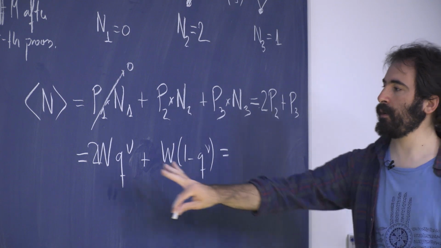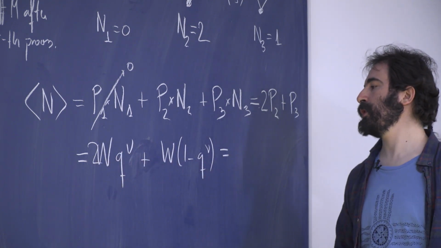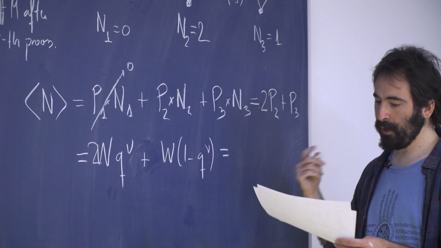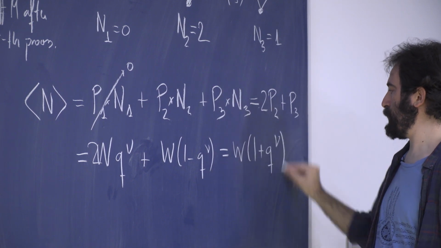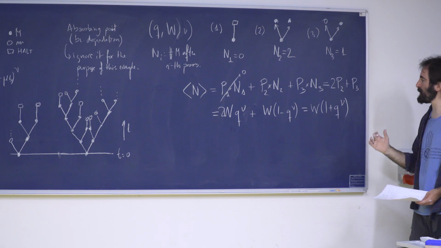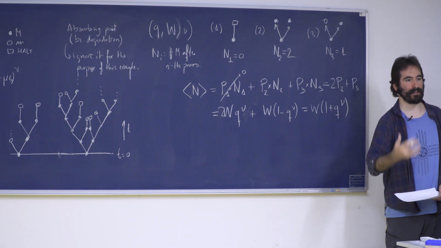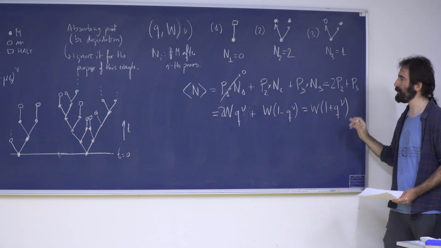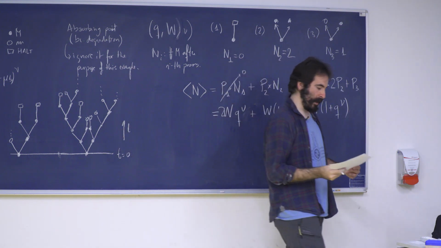In fact, notice that here there's 2 times W Q to the nu, and here there's 1 W Q to the nu, but with a minus sign, so we're going to be left with the following: W(1 plus Q to the nu). That's the average number of master sequences that are left after any iteration process. So this is what we need to think about now. This is the average number of master sequences that are left after each of the iteration processes that are happening in this branching sort of way.